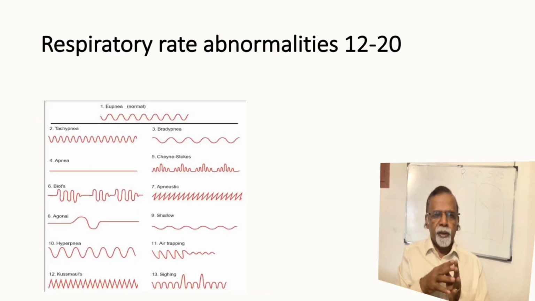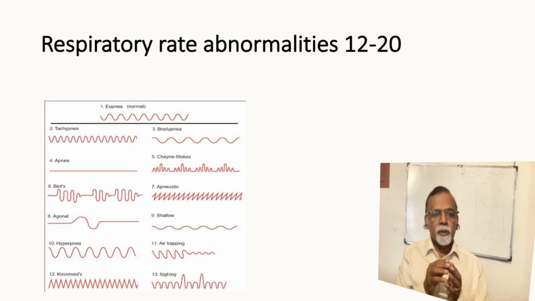In the respiratory rate, you will look for abnormalities. We have already described that 12 to 20 is normal. More than 20 is tachypnea. Less than 12 you can call bradypnea. And there are various abnormalities in the rhythm. At least remember Kussmaul's breathing, that is rapid deep breathing, seen in acidosis.